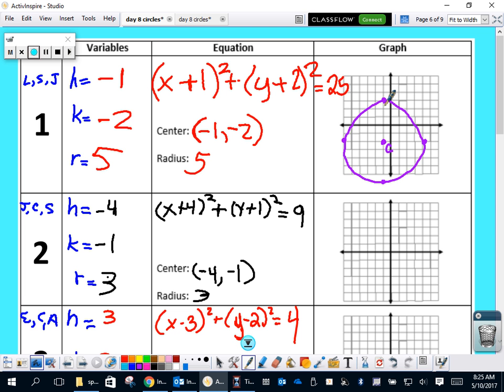You start at the center. So I plot -1, -2. Then from the center, I use my radius of 5. So these are the 4 points I know on my circle. Okay? Number 2, start at the center. -4, 1, 2, 3, 4, down 1.